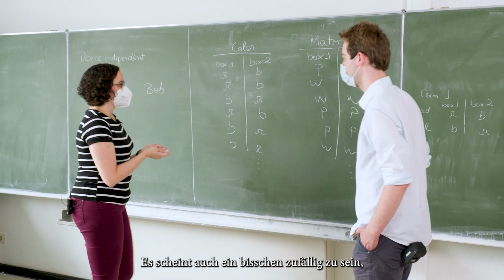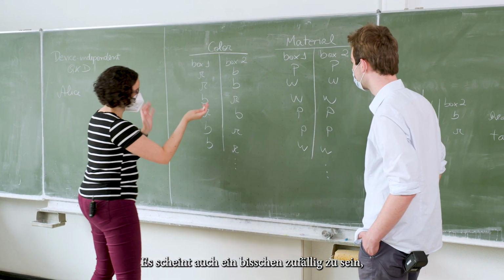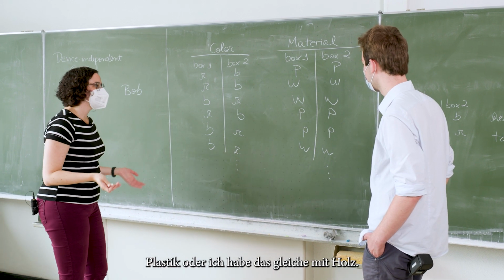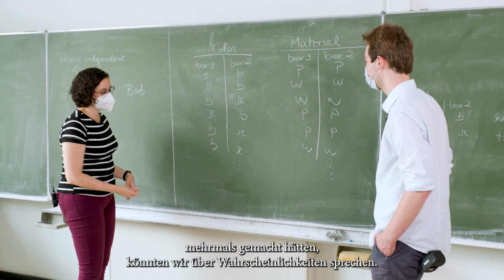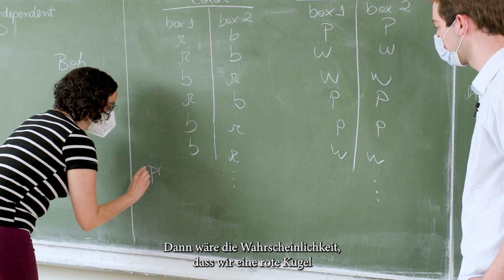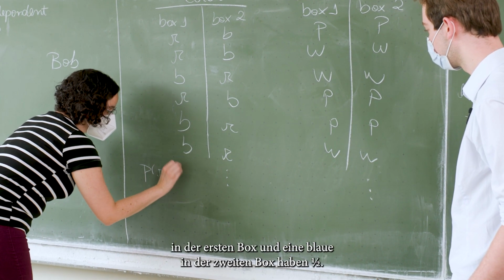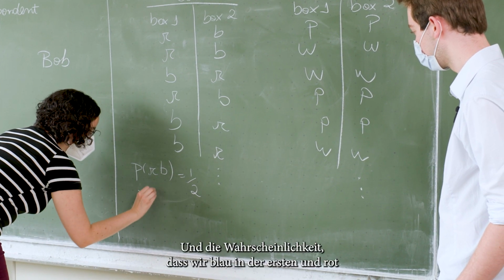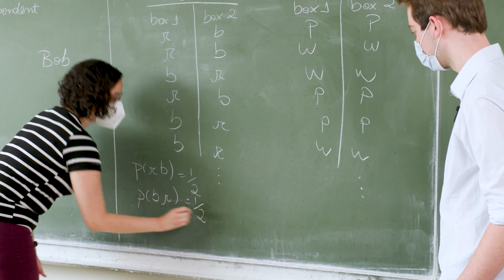Yes. And I mean, also it seems a bit like they are random. Like either I have with the same probability plastic, or I have the same with the same probability wood. So if we would have done it really several times, we could talk about probabilities. But let's say that the probability that we have red for the first box and blue for the second box was half. And the probability that we have blue for the first and red for the second was also 1/2.